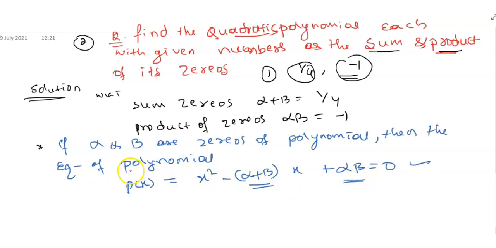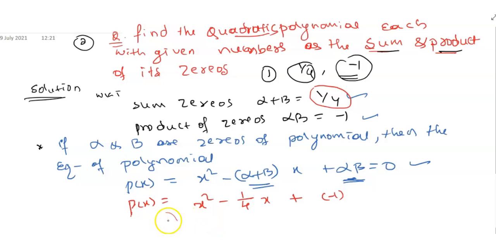Here, what is alpha plus beta that he has given? 1 by 4. And what is alpha beta he has given? Minus 1. Let's put those values in this equation. So p of x is equal to x square minus alpha plus beta, which he has given as 1 upon 4, that is 1 by 4 x, then alpha beta, which he has given, minus 1. So let's write this one more time: x square minus x by 4 minus 1.